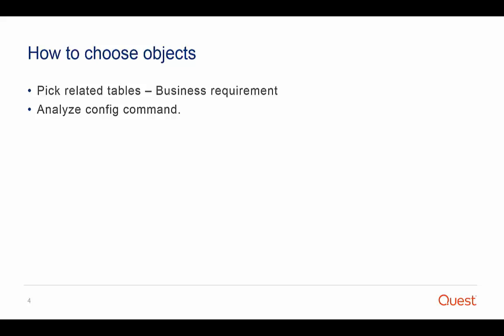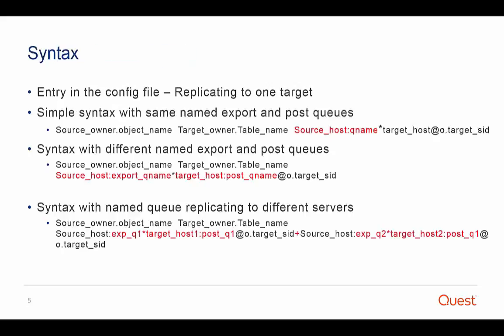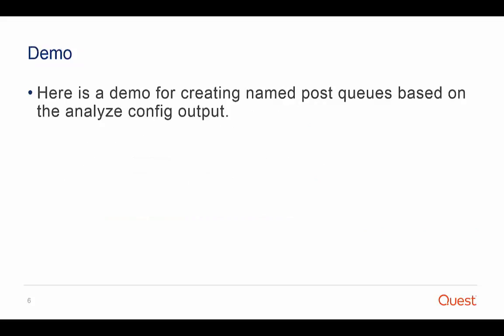For the tables that are very busy during the same time frame, you may want to separate them into different post queues to achieve better results. And here is the syntax for the named export and post queues, along with the named queues replicating to different servers. Now I'll do a demo on creating named post queues based on the analyze config output.